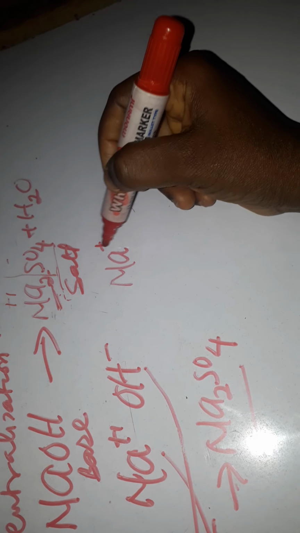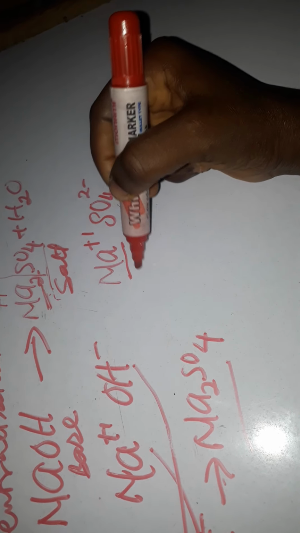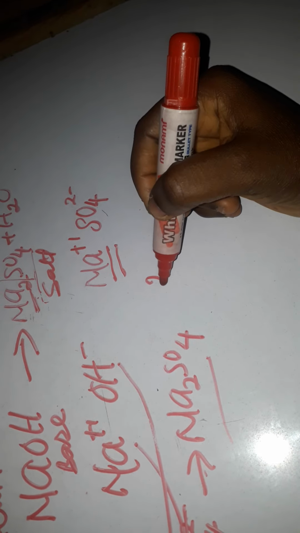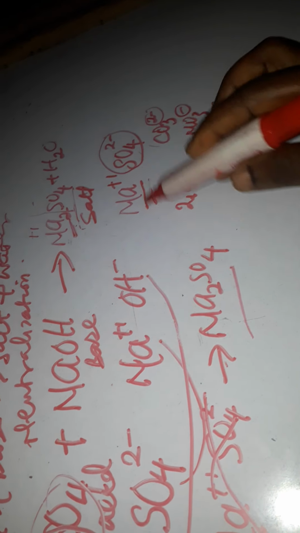If you split this salt, you will get Na+ and SO4 2-, because sodium has atomic number 11. When you arrange sodium, the first shell takes 2, the second shell takes 8, and the last shell takes 1. SO4 is a radical, just like we have CO3 2-, trioxocarbonate, and NO3-. It's your duty to know what charges these radicals carry, so that when you are writing the equation of reaction, you'll be able to split them. So this is a salt.